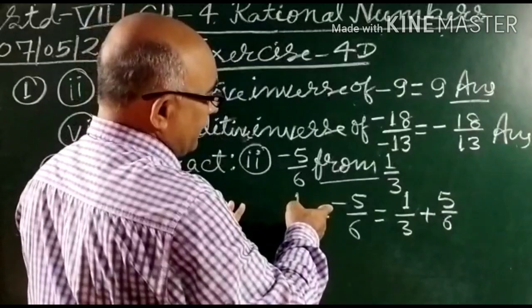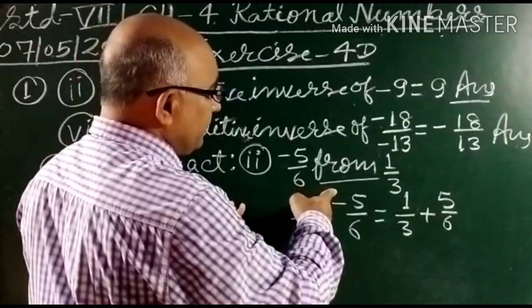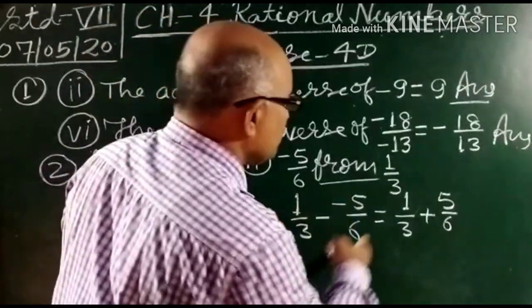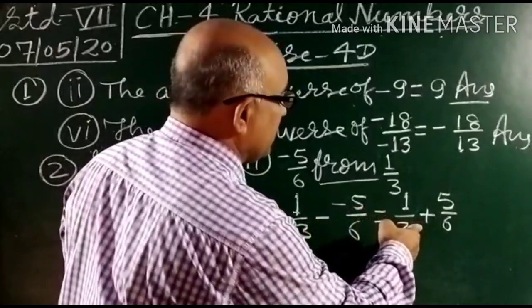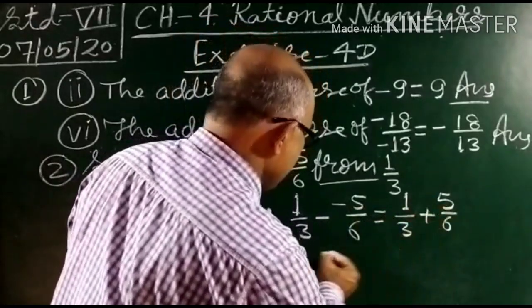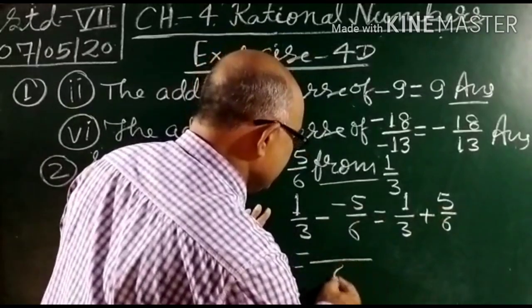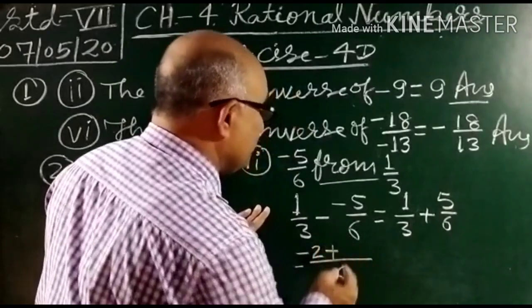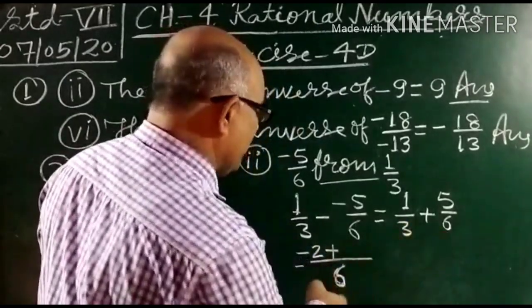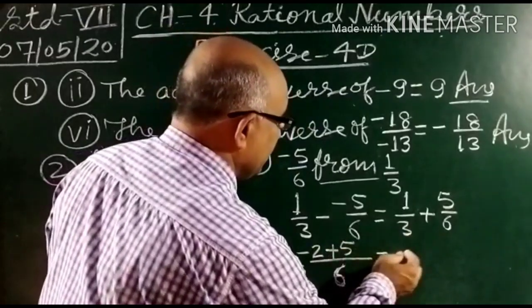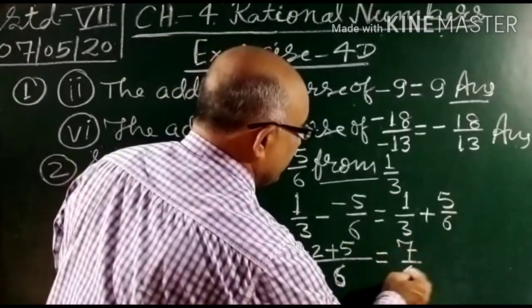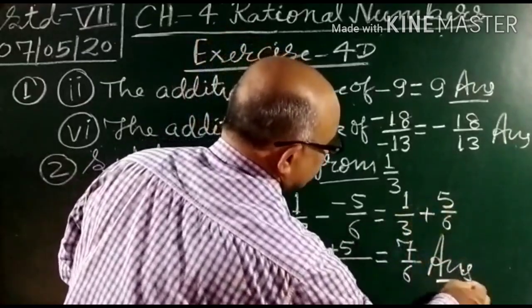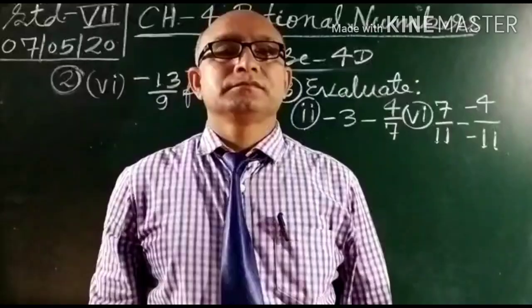Here we can give a small bracket, or without a small bracket, write also. So 1 by 3 minus into minus plus 5 by 6. LCM of denominator is 6. 3 twos are 6, so 2 plus, and 6 ones are 6, 5, equal to 7 by 6, answer. Right?